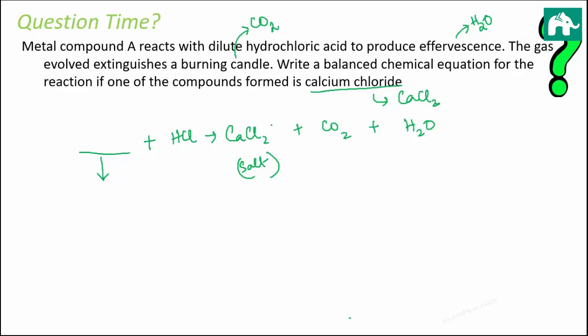Now the only metal which is involved here is calcium. That means this has to be a carbonate or bicarbonate of calcium. So this has to be either calcium carbonate, CaCO3, or calcium bicarbonate, that is Ca(HCO3)2. These are the only two options which will fit in this case. So with that, we can write the reaction, and I think by now all of you know how to balance a chemical equation.